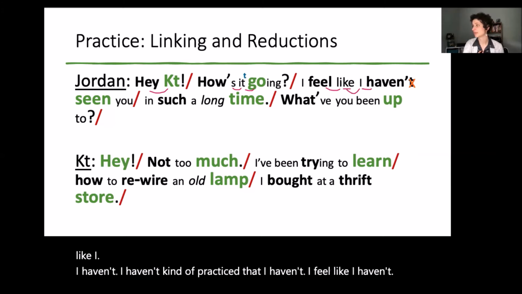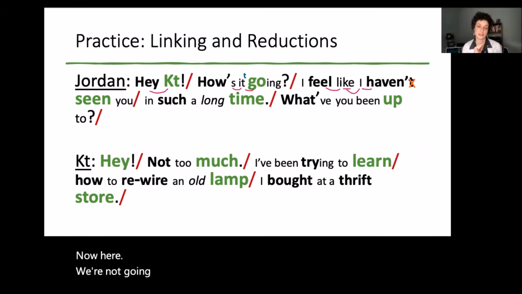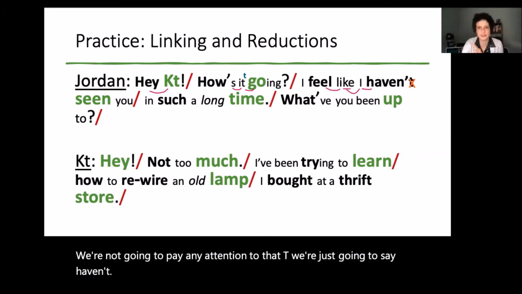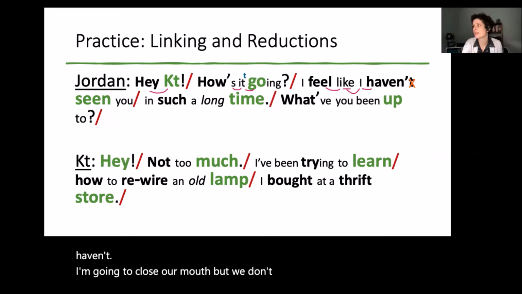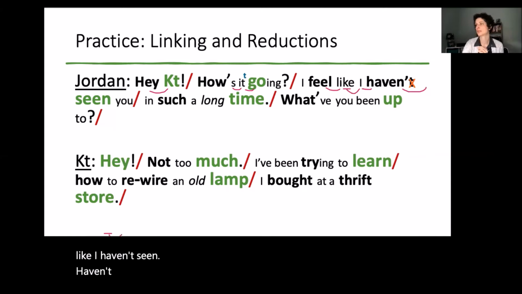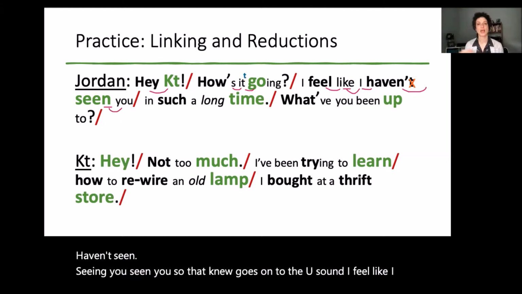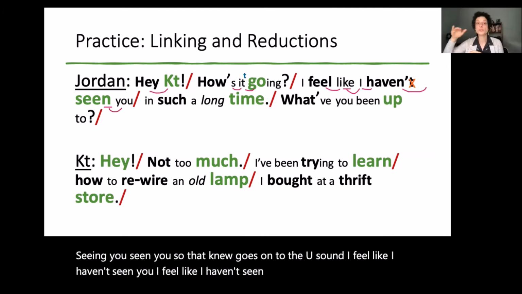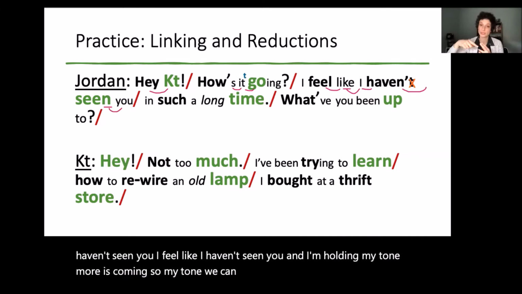Now here, we're not going to pay any attention to that T. We're just going to say haven't. We're going to close our mouth, but we don't even hear a T at all. I feel like I haven't seen you. So that N goes onto the U sound. I feel like I haven't seen you, and I'm holding my tone. More is coming. We can kind of work tone into this slide too. I feel like I haven't seen you.